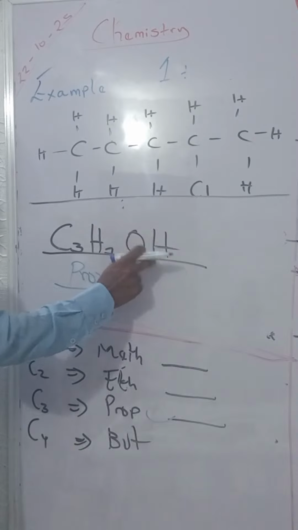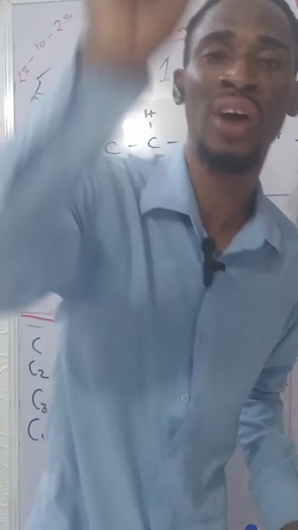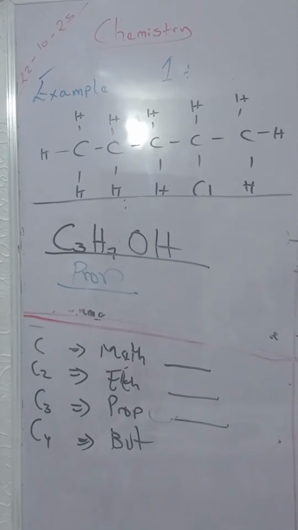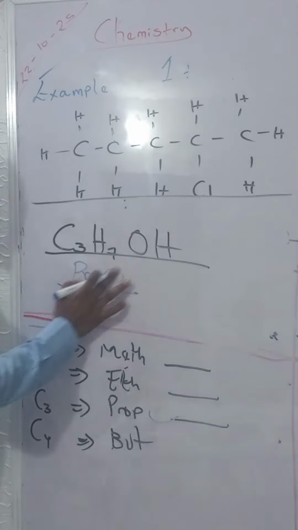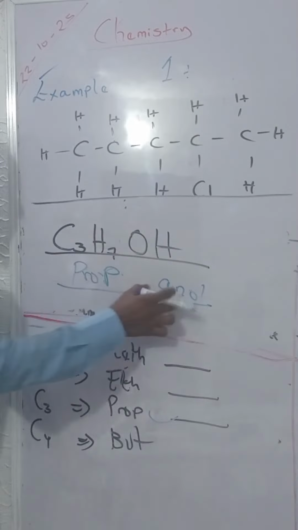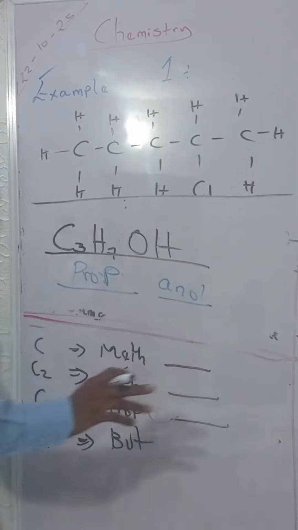This is OH. What family is OH? Type it out. What homologous series or family name is OH? Yes, that's it, correct. So if OH is an alkanol, it means this guy's name is prop, then the family name is anol. So C3H7OH is propanol. Very simple.